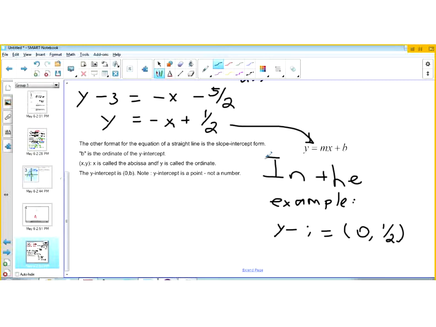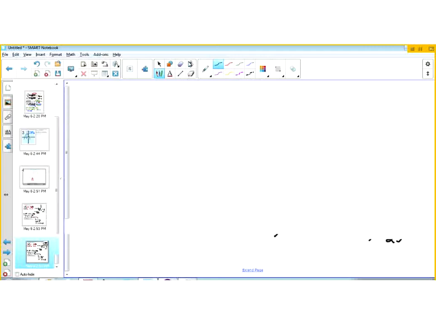Okay, so the next thing we want to talk about is the distance between 2 points. All right, so I'll do that on the next page. Distance between 2 points.